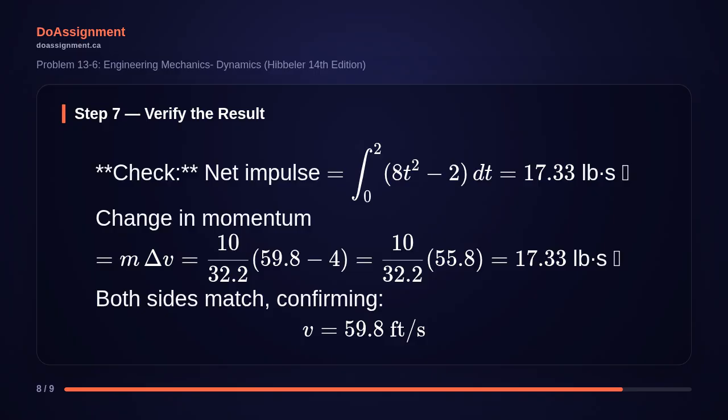To verify, we check that the net impulse equals the change in momentum. The impulse integral gave 17.33 pound-seconds. The change in momentum is mass times the change in velocity, 10 over 32.2 times 55.8, which also equals 17.33 pound-seconds. Both sides match, confirming our answer of 59.8 feet per second.